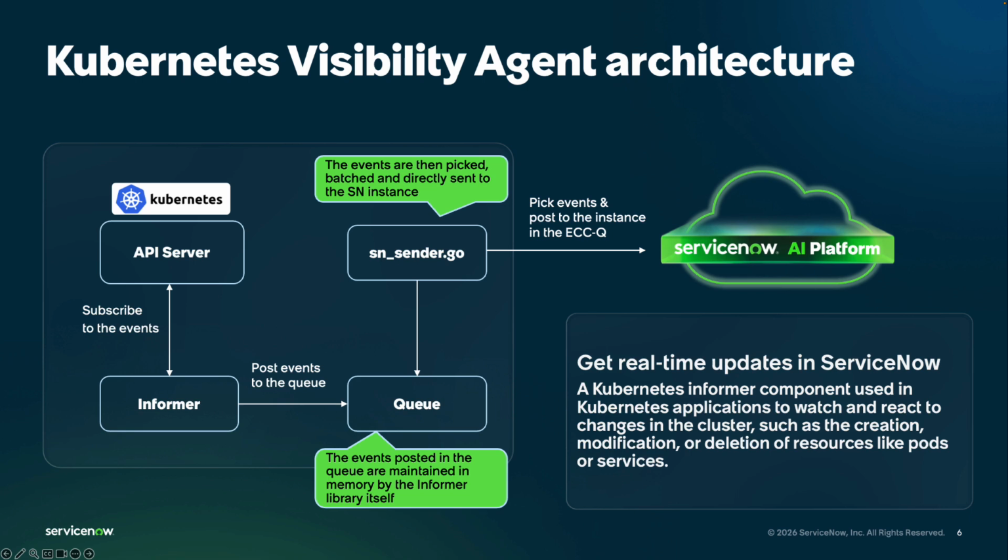Looking at how KVA works, when deployed, Kubernetes creates a deployment resource in the cluster. This resource contains a pod called the Informer, which connects to the Kubernetes API server and listens for changes to the cluster resources, such as namespaces, pods, and services. The Informer writes these events to an in-memory queue, and from there sends the data to the instance through the ECC queue. Scheduled jobs then process the data and update the appropriate classes and relationships in the CMDB.